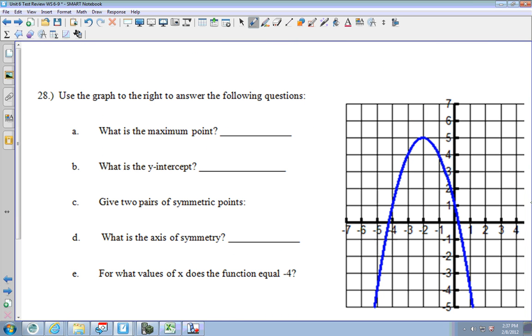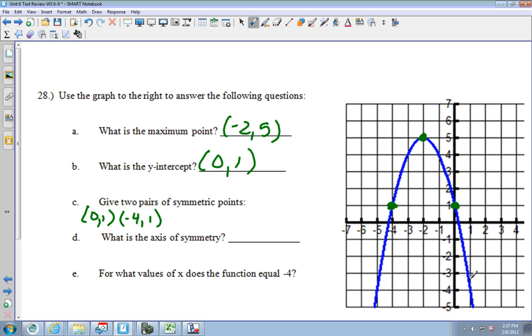Next ones. What is the maximum point? Here's the maximum point up at the top. It is -2, 5. The y-intercept crosses right here. You should have 0, 1. Give 2 pairs of symmetric points. Well, let's try that right here. I've got 0, 1, and the other symmetric point is -4, 1.